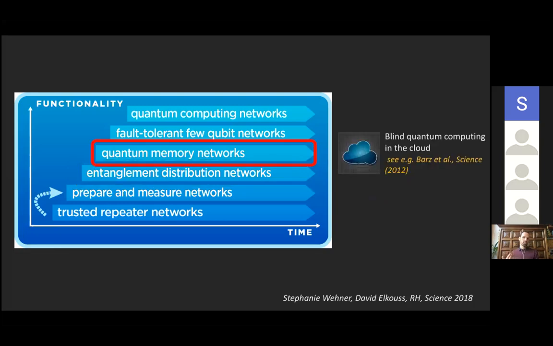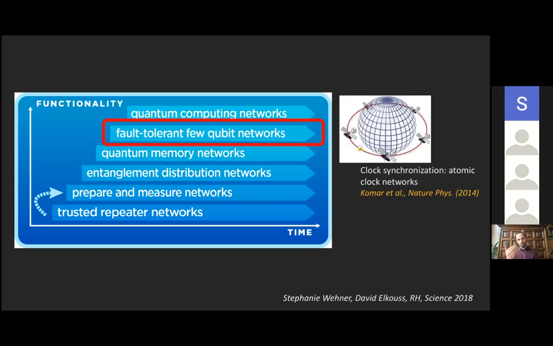Now, if we add memory, so we can distribute entanglement and we add memory, and we can also do a little bit of computation, then we can think of applications like blind quantum computing in the cloud, where you can send data to a quantum computing server. The server will run a certain algorithm and send the data back. And in this whole process, both the data you send, the computation, and the data that's sent back can be fundamentally shielded from access by any third party, including that quantum server.